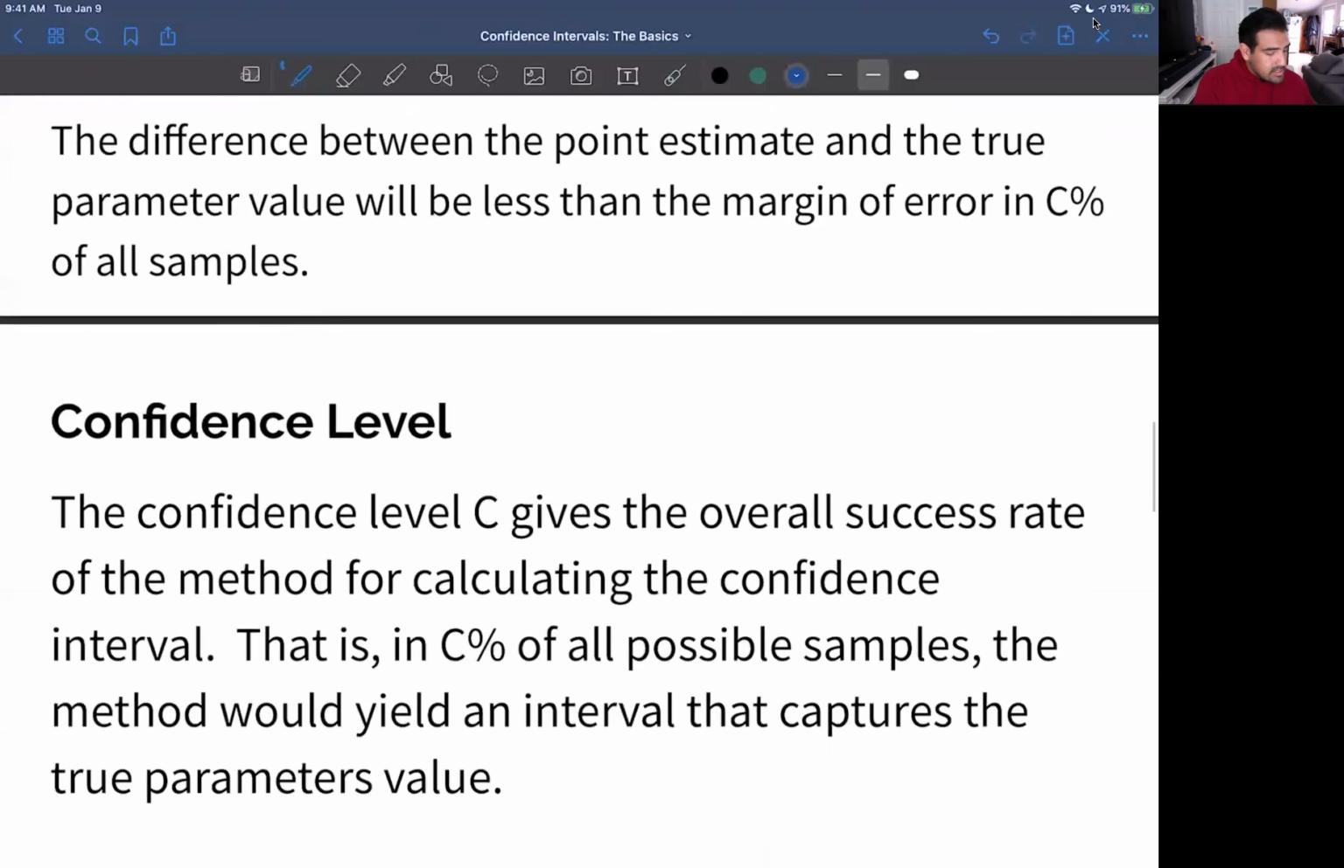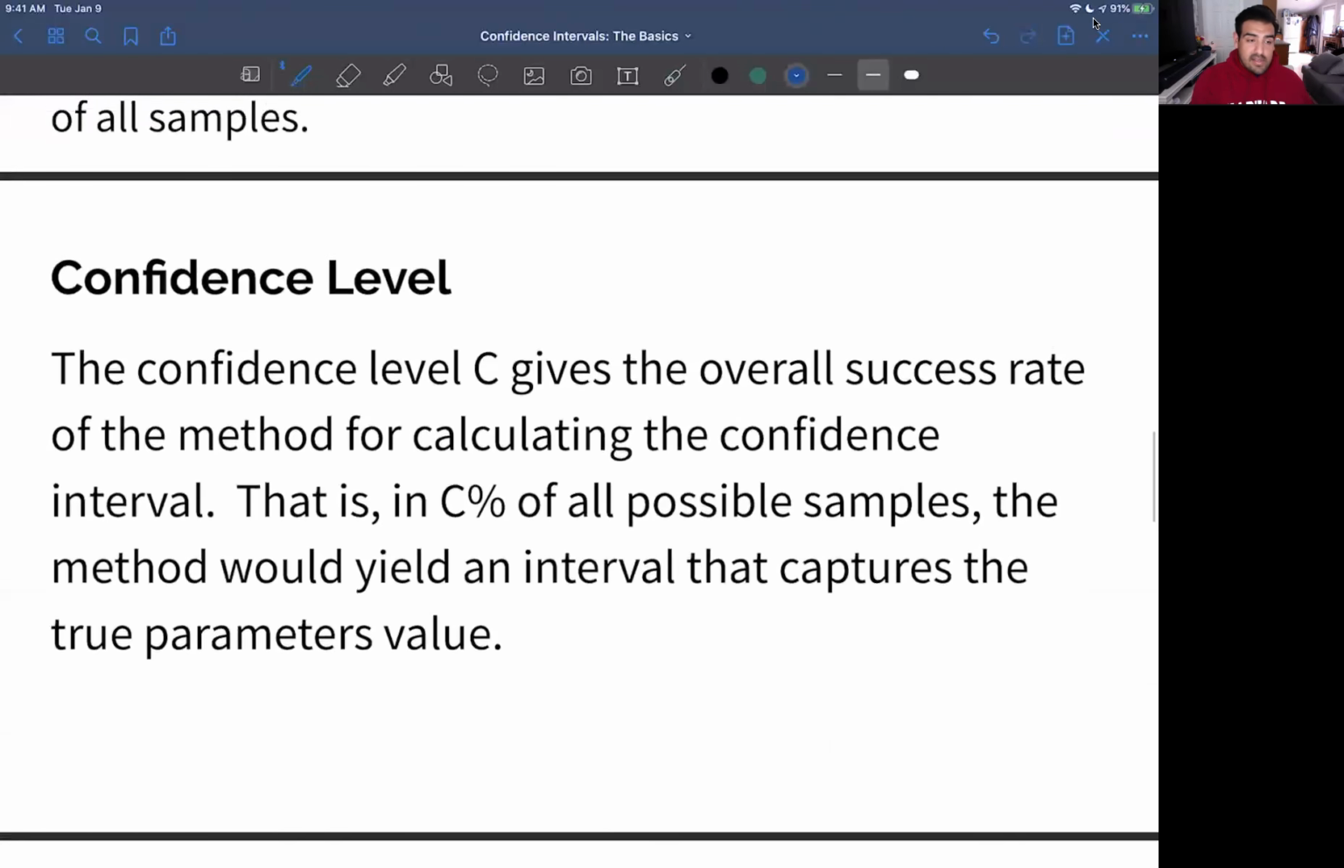So let's talk about a confidence level. What is a confidence level? The confidence level C gives the overall success rate of the method for calculating the confidence interval. That is, in C% of all possible samples, the method would yield an interval that captures the true parameter value. So if I were to take a sample and create a confidence interval, start over, collect another sample, create a confidence interval, start over, collect another sample, and create a confidence interval, the confidence level will tell me the percentage of confidence intervals that actually have the true population parameter.